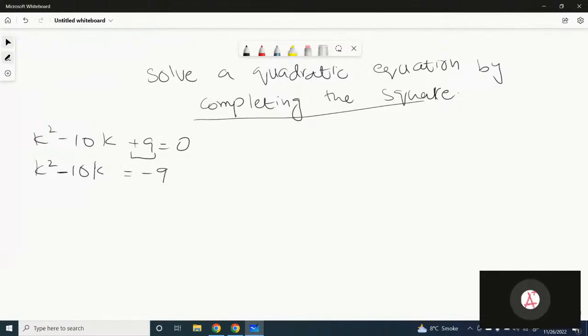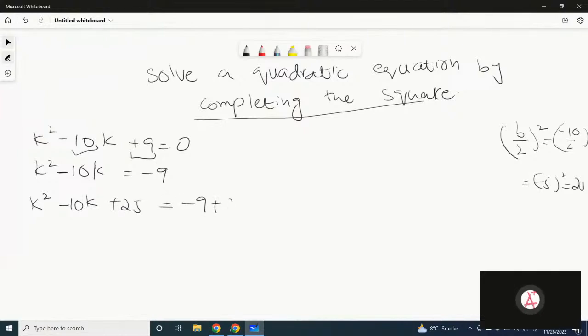We have done the lesson completing square last time. Whenever we have to complete the square, we add b by 2 square. Got it? This would be the b, the term that is with the k variable with the power of one. So b by 2 is negative 10 over 2, which is negative 5, and negative 5 square is 25. So you have to add 25 to both sides. It would be k square minus 10k plus 25, and here you add negative 9 plus 25.